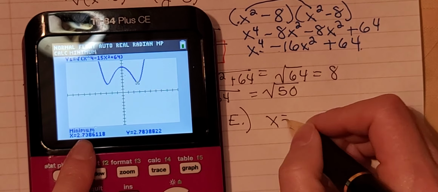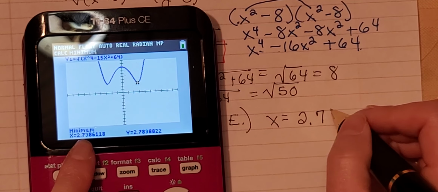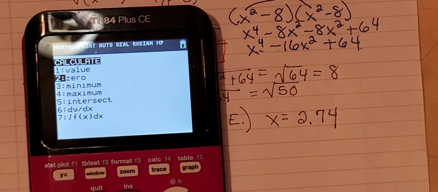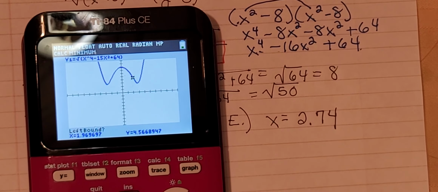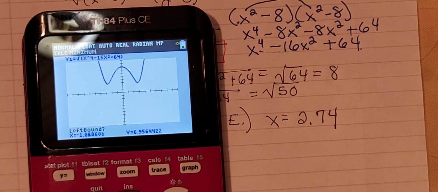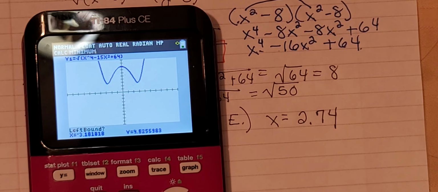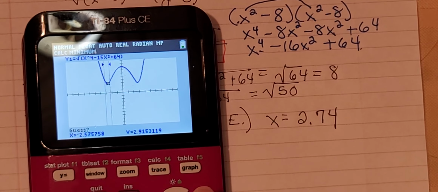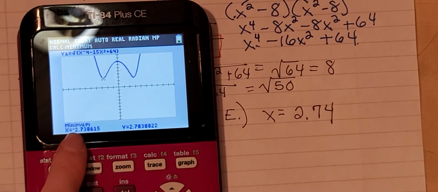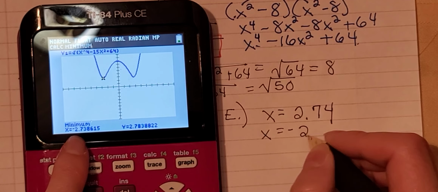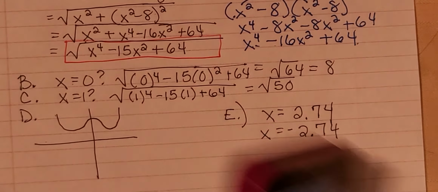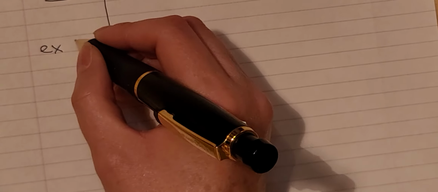So the x value is 2.74. Then we're going to do the same thing, another minimum, but on this one over here. You just move the spider on the left, hit enter, move the spider on the right, hit enter, go down to the bottom, hit enter, and that one is negative 2.74 after we round that. Okay, and then we're going to work out example number 2.